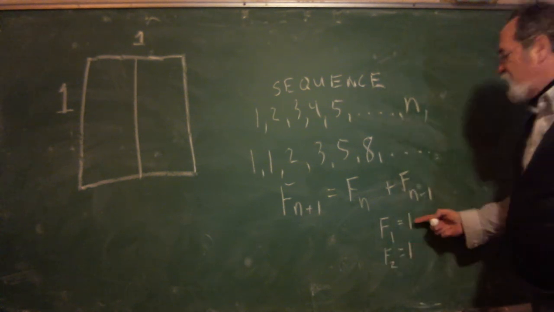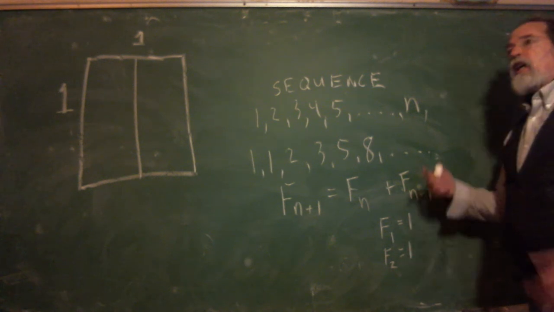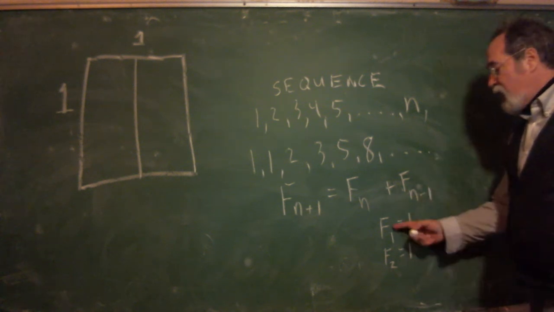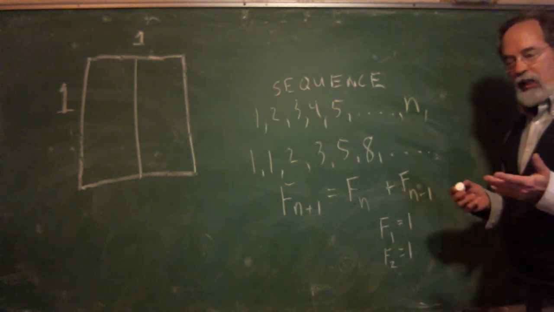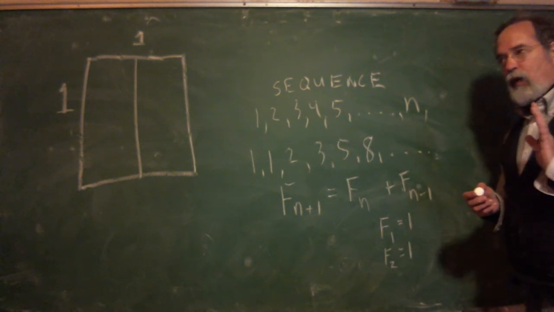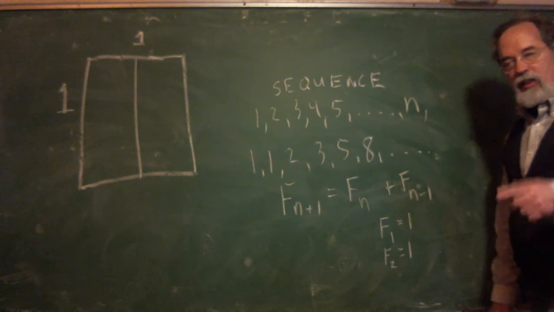So here's a Fibonacci sequence. It starts with a pair of ones. So the first Fibonacci number, and this is just typical math notation. F just stands for Fibonacci. It isn't function or anything like that. It doesn't have any math weight attached to it. But the subscript tells us the position in the sequence.